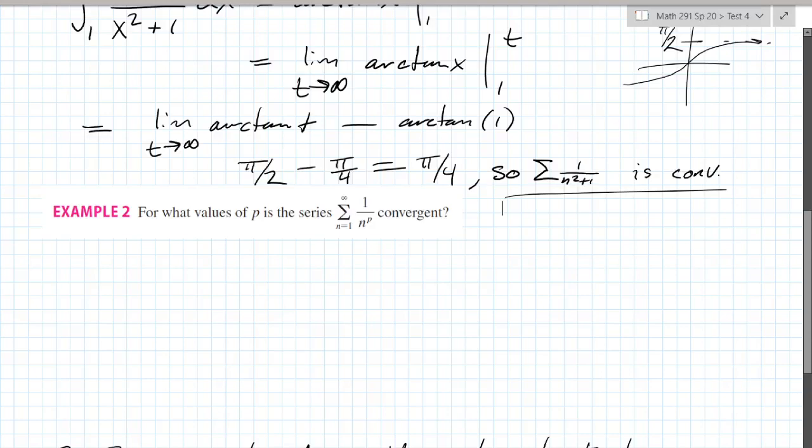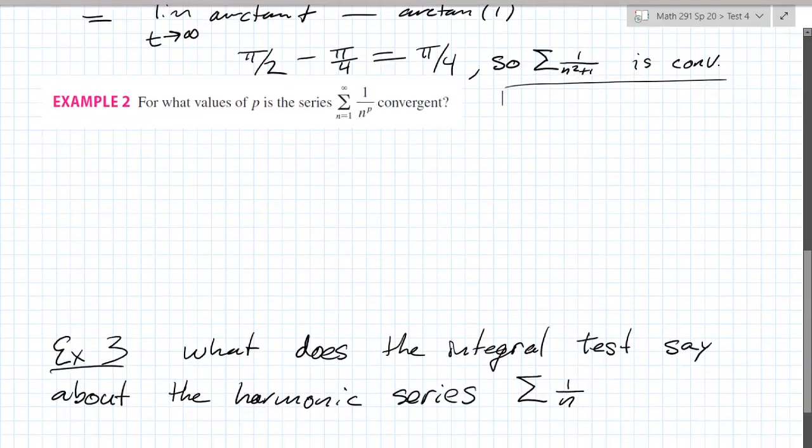The next example asks for what values of p is the series 1 over n to the p power convergent. We can again use our integral test for this and say the integral of 1 over x to the p power dx from 1 to infinity. And then we can integrate this using the different cases.